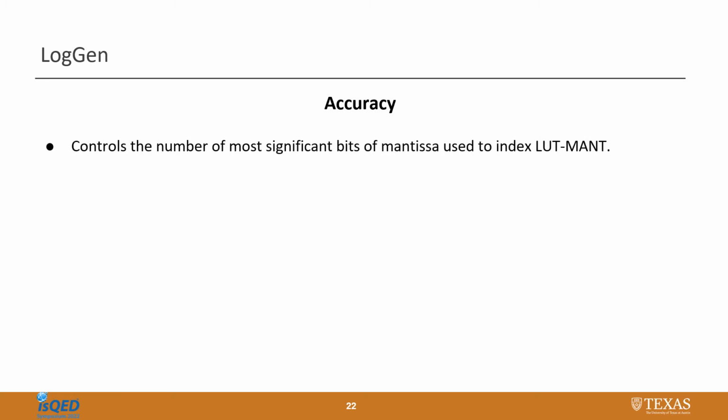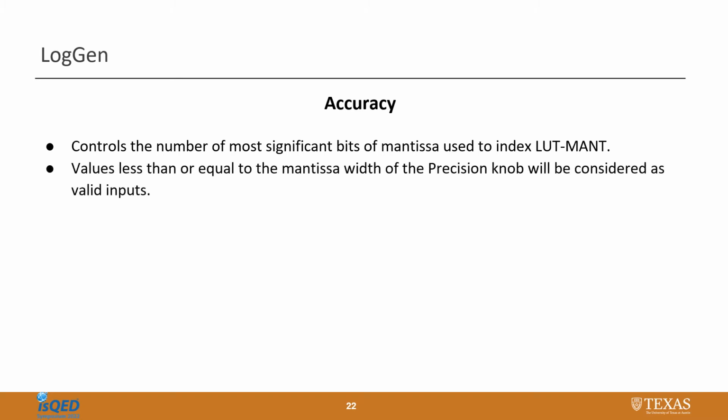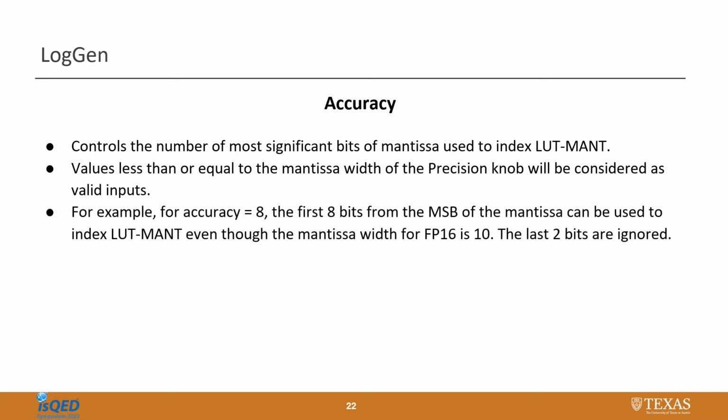This knob controls the number of most significant bits of the mantissa used to index LUT-MANT. Thus, this knob essentially defines the LUT-MANT size and can be used to appropriately adapt the design based on different area and accuracy requirements of the user. Values that are less than or equal to the mantissa width of the precision knob will be considered as valid inputs. For example, if the accuracy is equal to 8, the first 8 bits from the MSB of the mantissa will be used to index the lookup table, even though the mantissa width for half precision data type is 10. So essentially, the last 2 bits are ignored.